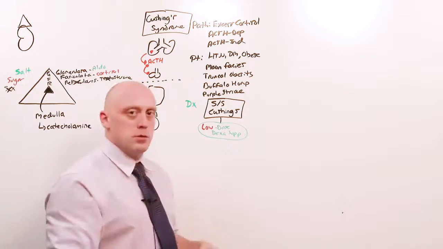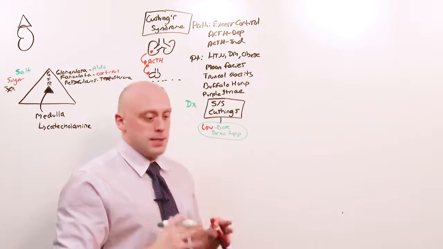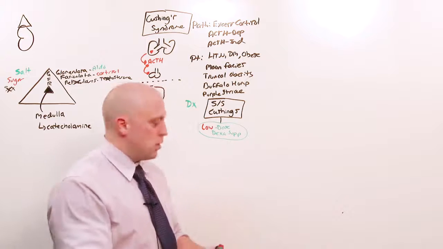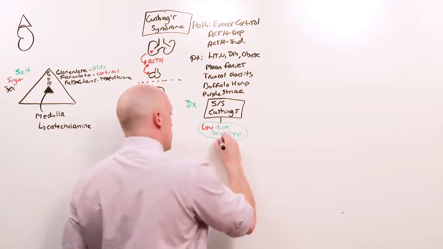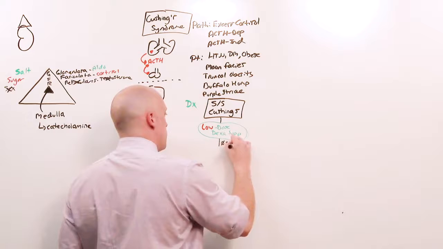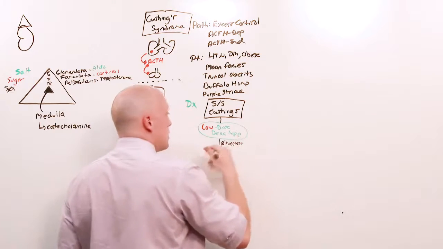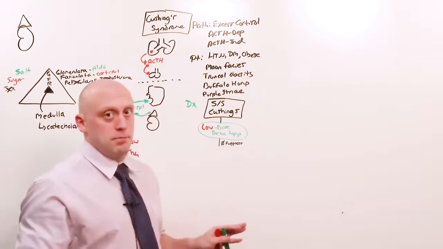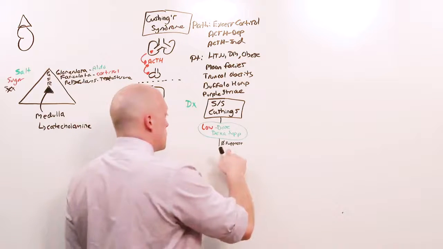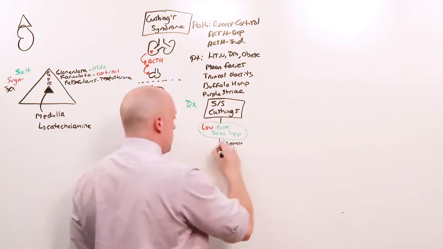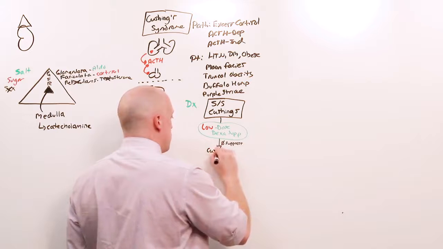You measure cortisol, you give some dexamethasone. Dexamethasone should suppress the cortisol, but of course it is going to fail to suppress. If it did suppress, it's not Cushing's, the diagnosis is done. A failure to suppress, with a confirmatory test that we'll talk about, gives you Cushing's syndrome.